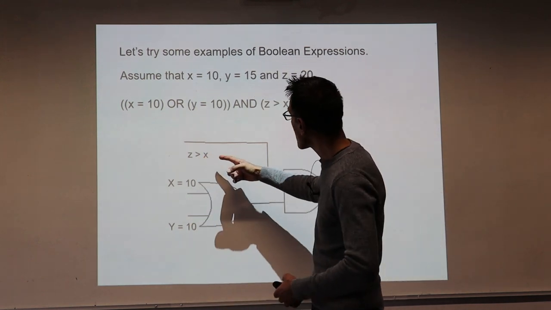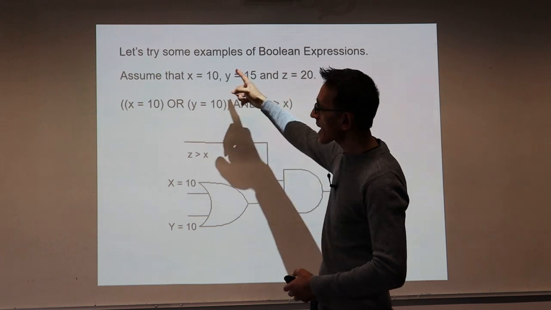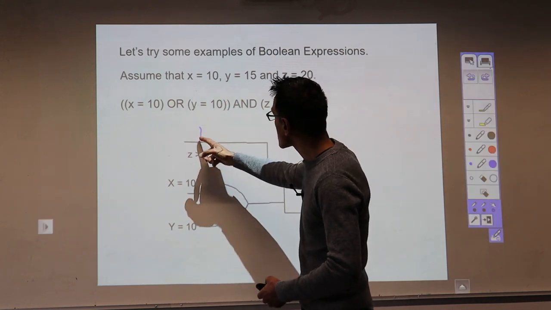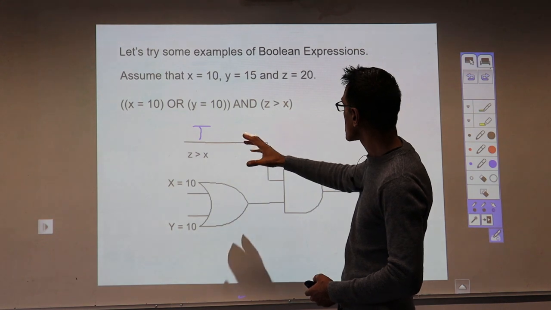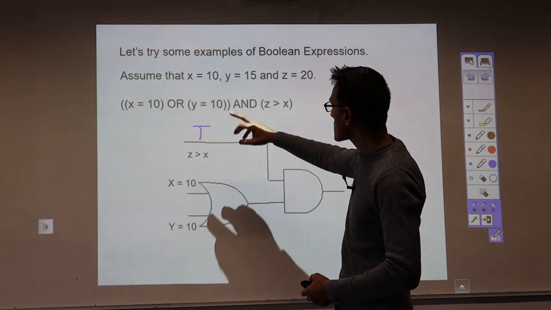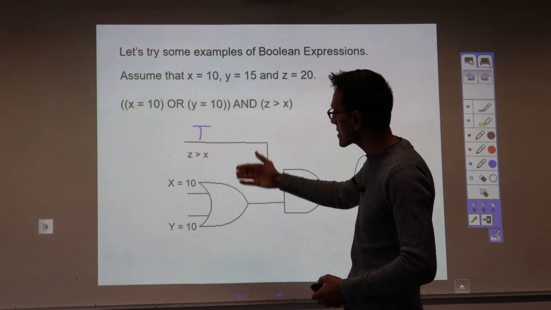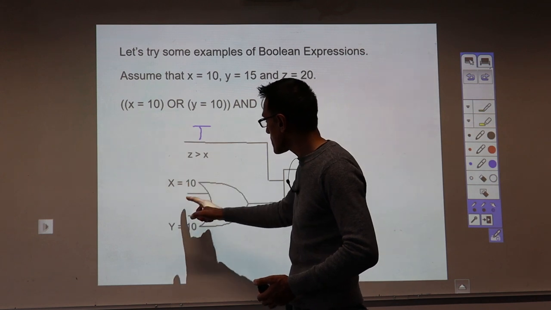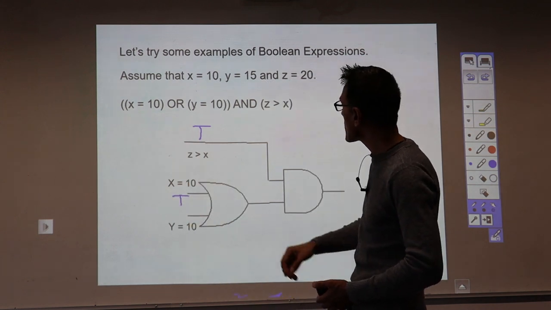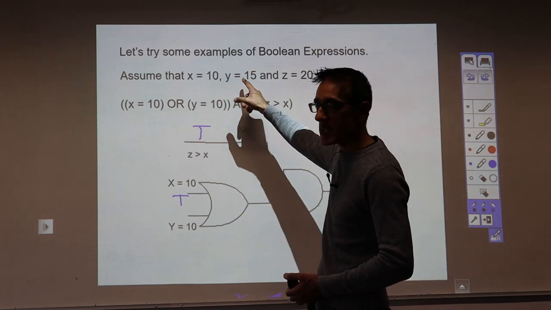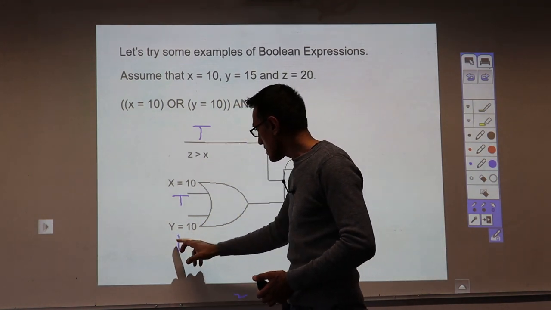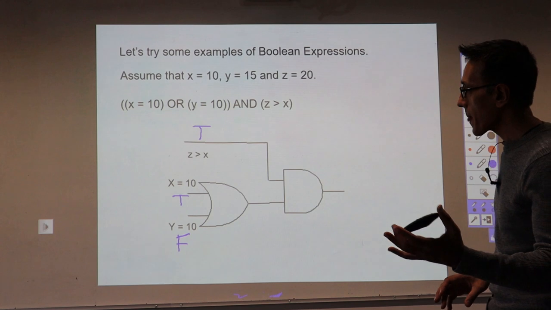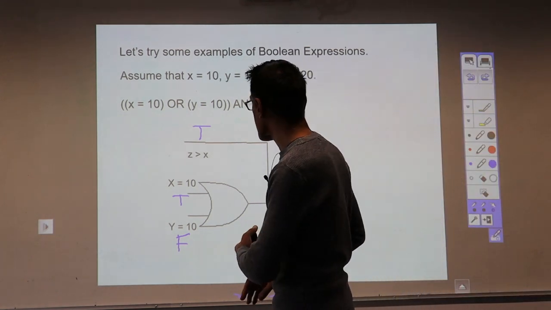Z greater than X: Z is 20, X is 10, 20 is greater than 10, therefore this is true. X equals 10, yes it is, so this value here is going to be true. Y equals 10? Y does not equal 10, Y is 15, so this pin on the gate is going to be false. Now let's pass them through the gates and see what we receive on the outside.